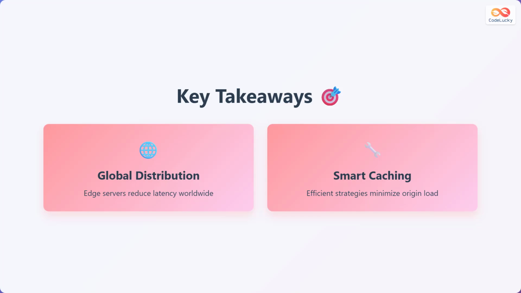To summarize, content delivery networks provide global distribution of content, reducing latency for users worldwide. Also, they offer smart caching strategies, which efficiently minimize the load on origin servers.